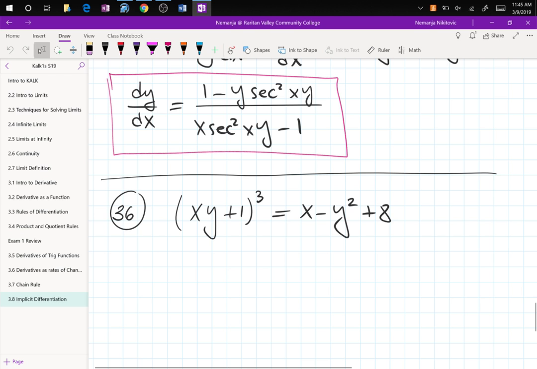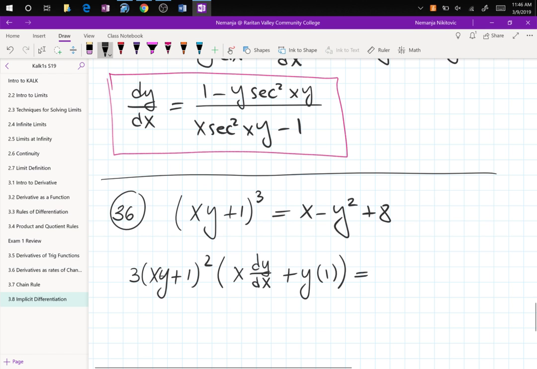All right, let's take a look. So we have a product rule inside the chain again, and then all individual on the other side. That's easy. So 3 times xy plus 1 squared times the derivative of the inside, which is a product rule. So copy first, the derivative of the second is just dy/dx, plus copy y, derivative of x is 1, equal to 1 minus 2y, again dy/dx because we took the derivative of y with respect to x, plus 0 for 8.